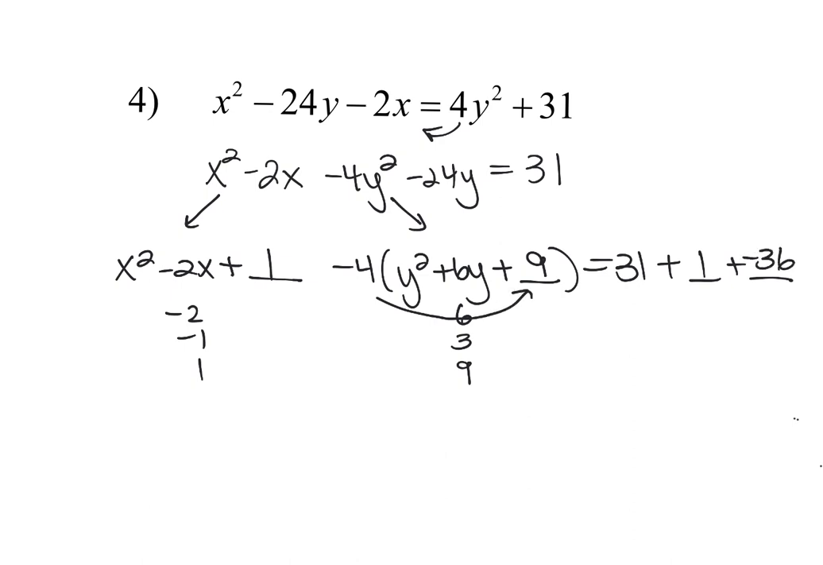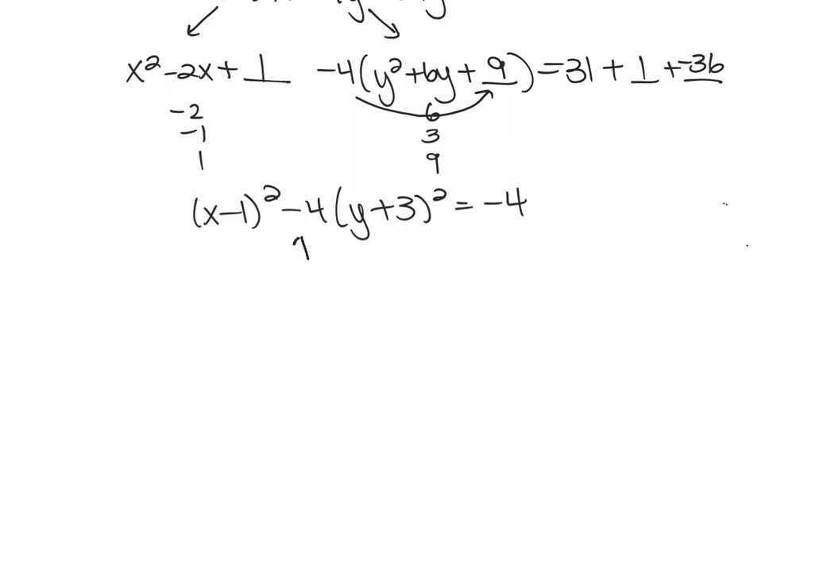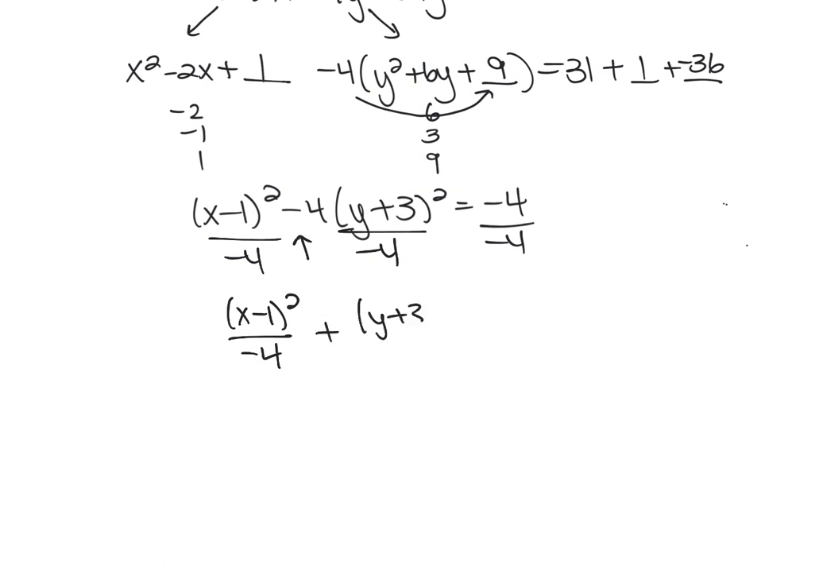So now when I factor these, I get x minus 1 squared minus 4 times y plus 3 squared is equal to negative 4. I know this is a hyperbola because I see the minus. So I'm going to need to get it equal to 1, so I'm going to divide everything by negative 4. Now I'm going to get x minus 1 squared over negative 4 plus y plus 3 squared over 1 is equal to 1.